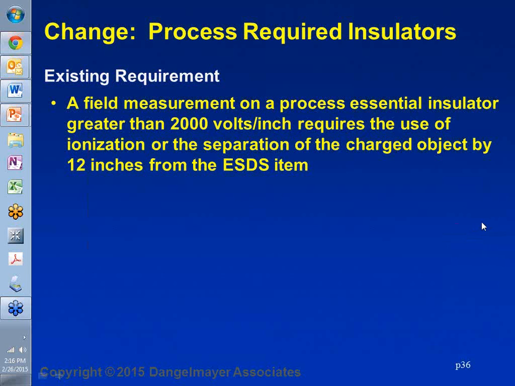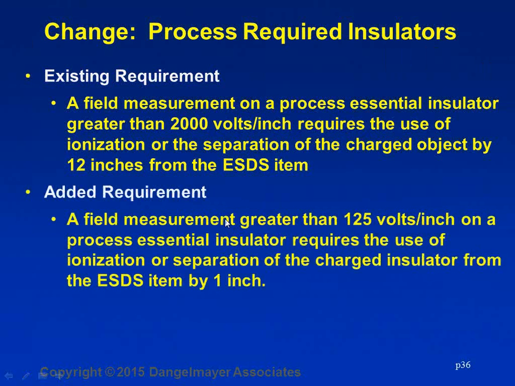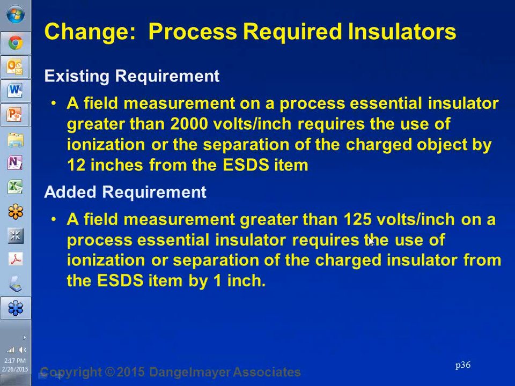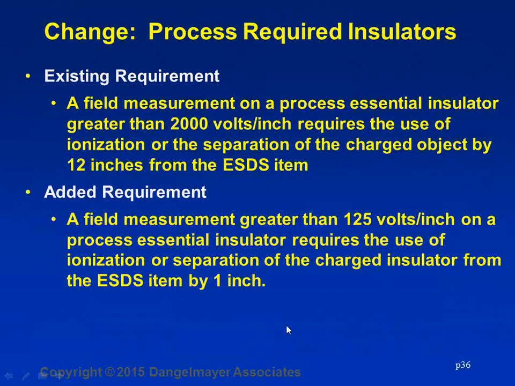Now, in a previous document, fields over 2,000 volts per inch on process essential insulators were said to either require ionization or separation from the ESDS item by 12 inches or more. That was the existing requirement in 2020. Now, the new requirement in 2020, next bullet please. The new requirement that's been added is now it says that a field measurement of greater than 125 volts per inch on a process essential insulator requires the use of ionization or a separation of the charged insulator by 1 inch.